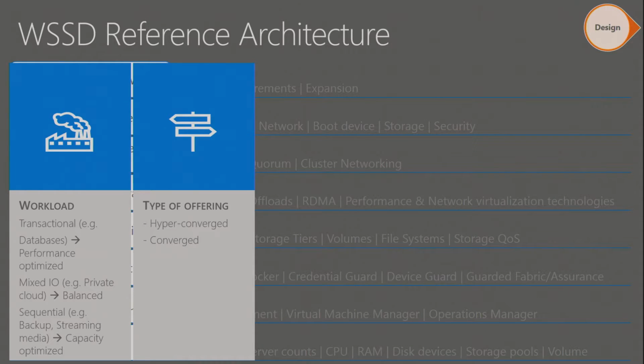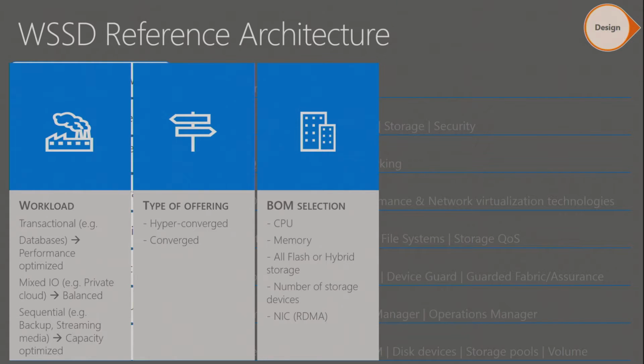Then comes the offering, right? So, okay, you have decided on workloads. Do you want to put a hyper-converged form factor on this, or do you want to do a disaggregated or a converged SDS, as I spoke about before? And that plays into how you do your hardware BOM selection, what kind of parts you take to build these configurations, these offerings.